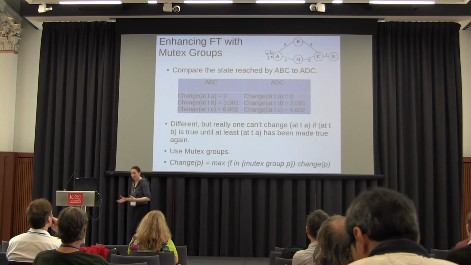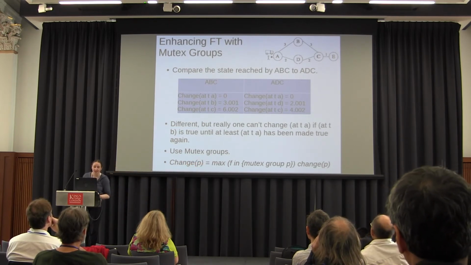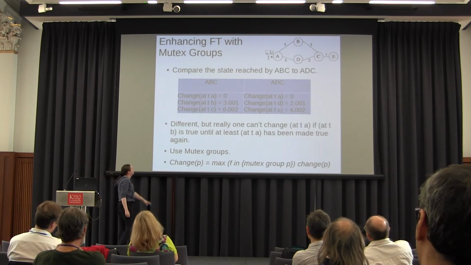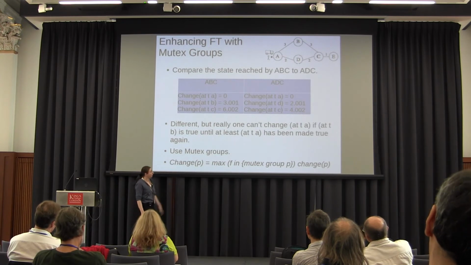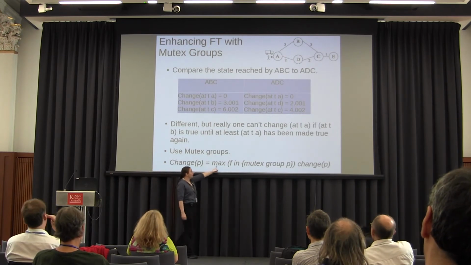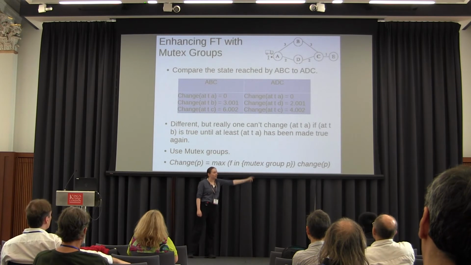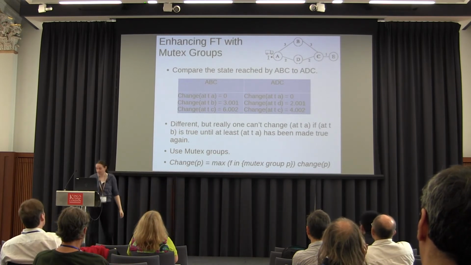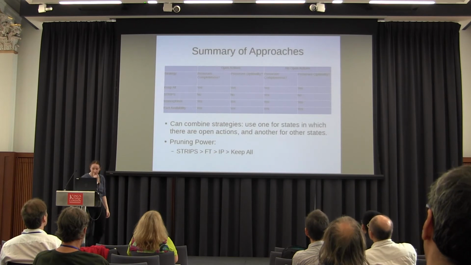Those facts are mutex. So the idea here is to use a mutex group, and then you change your change-P and use-P functions to be the maximum of the time you can change the last thing that was true in the mutex group. That gives you a bit more time.